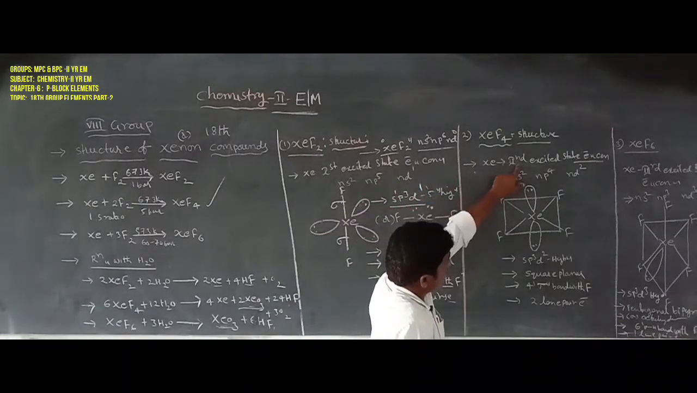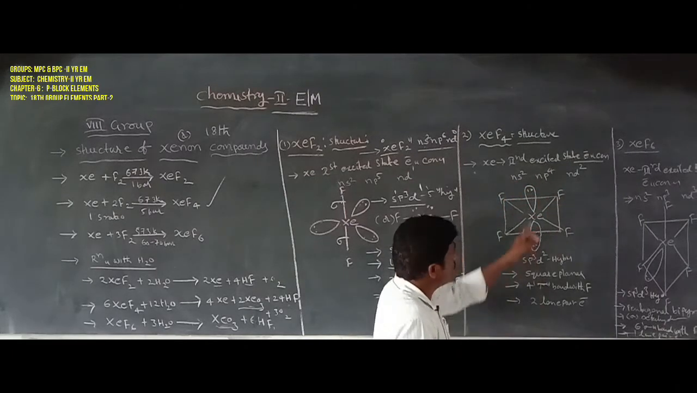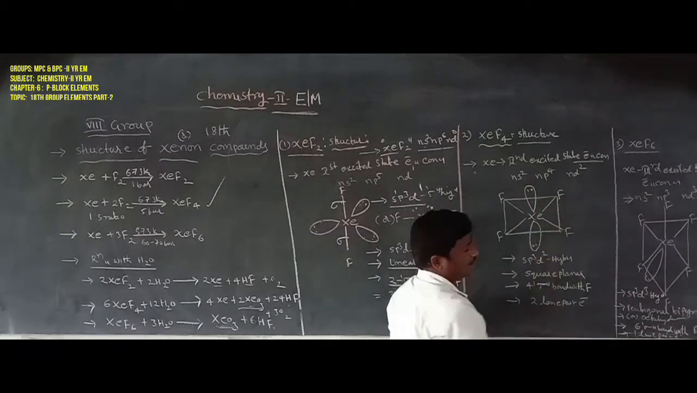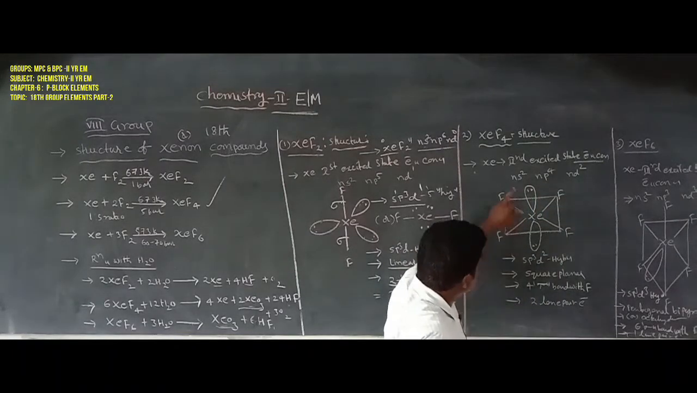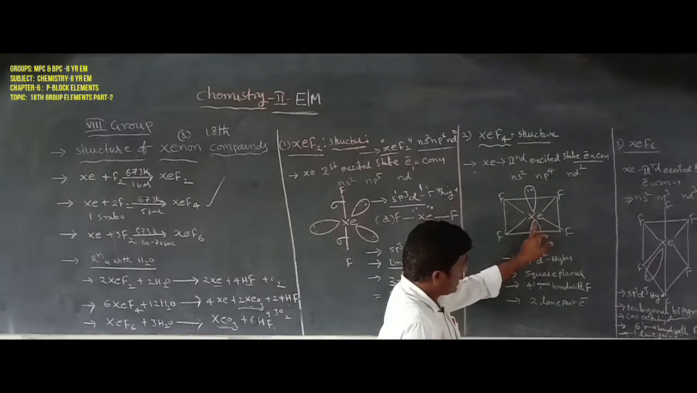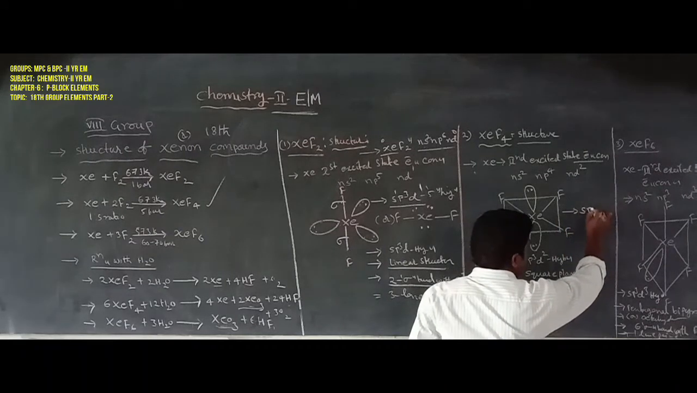But here is the xenon second excited electron configuration: 5s2 5p4 5d2. In the p orbital, 2 electrons jump to the d orbital. Then here is the second excited electron configuration consisting of 5s2 5p4 5d2. In xenon, the central metal atom undergoes sp3d2 hybridization.